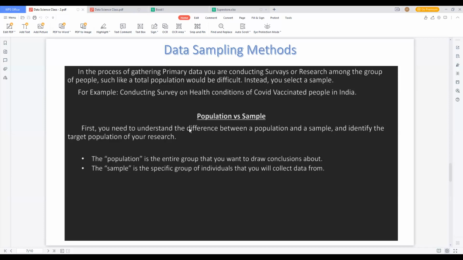So for population versus sample, first you need to understand the difference between a population and a sample, and identify the target population of your research. The population is the entire group that you want to draw conclusions about, and the sample is the specific group of individuals that you will collect data from, right?